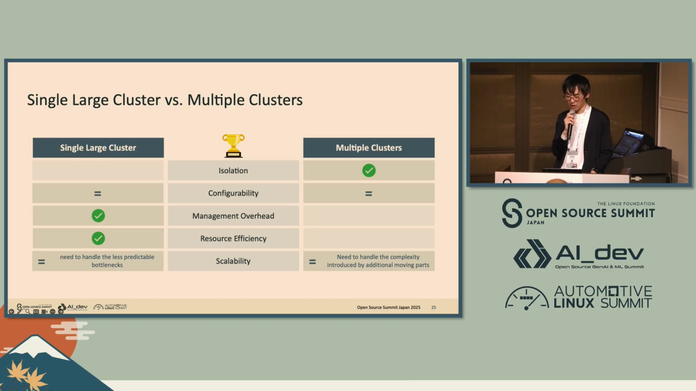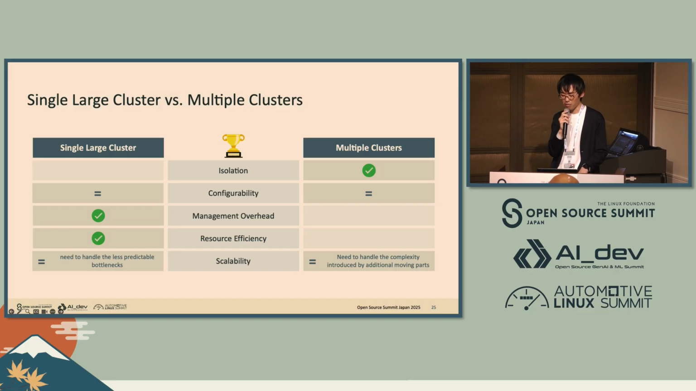However, multi-cluster setups bring their own complexity. We need mechanisms to combine multiple clusters into one coherent platform, and that adds operational challenges.